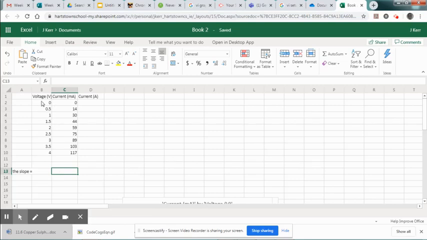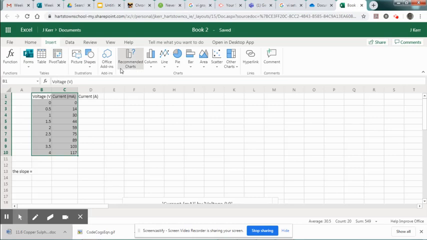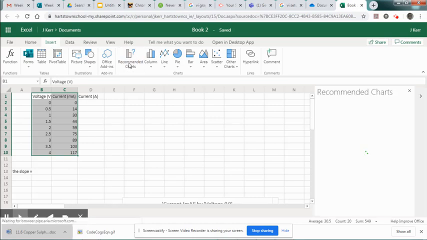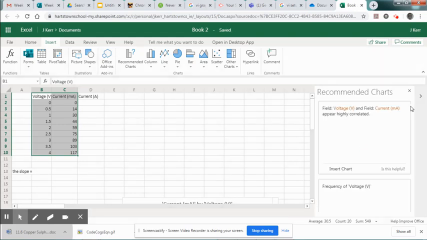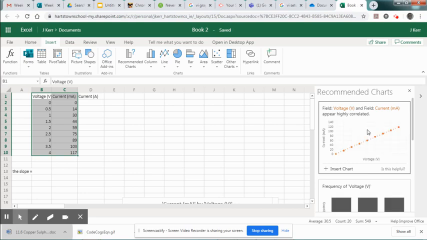So this is a table I put in earlier, voltage versus current, as given in the paper. If you select these two columns, and then go to Insert, and then Recommended Charts, is what I'd recommend. It's a little bit faster. So this is one. Now I don't like the axis, but I'm going to insert the chart anyway.